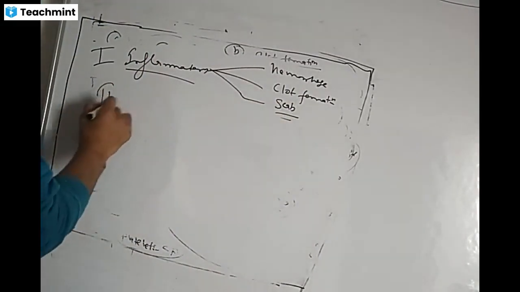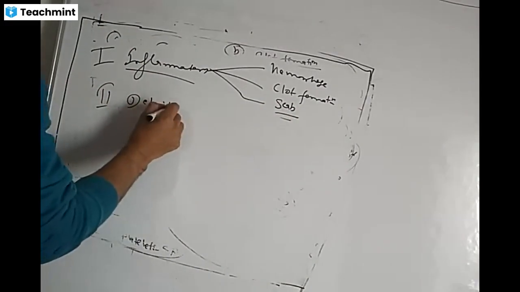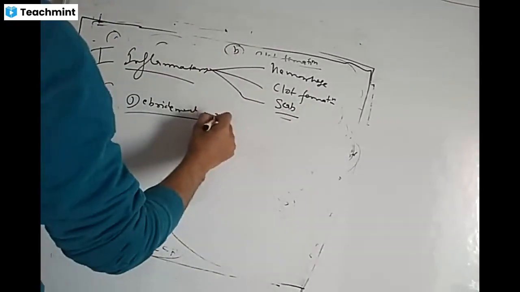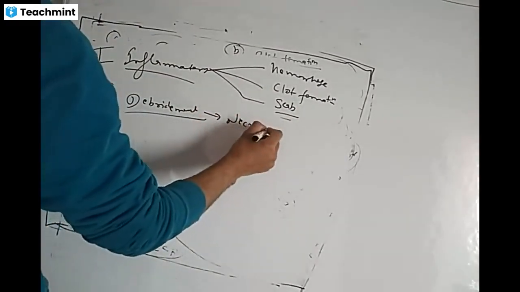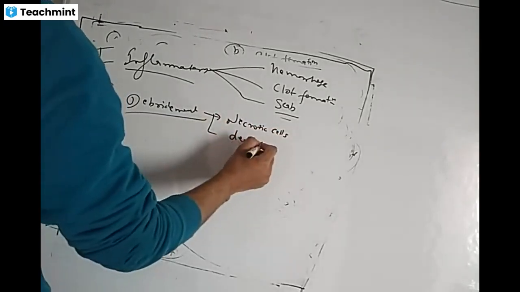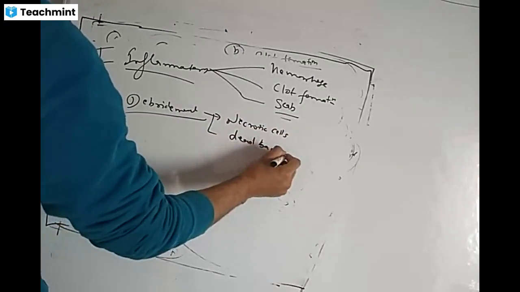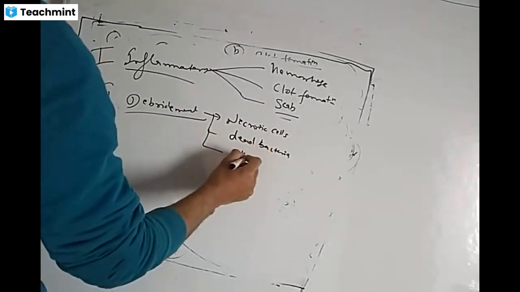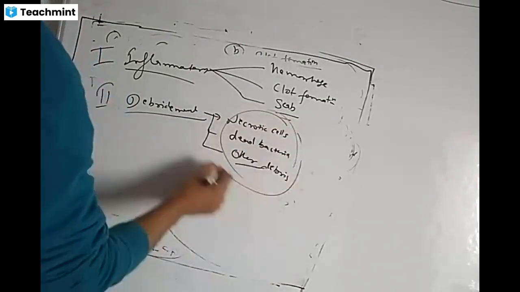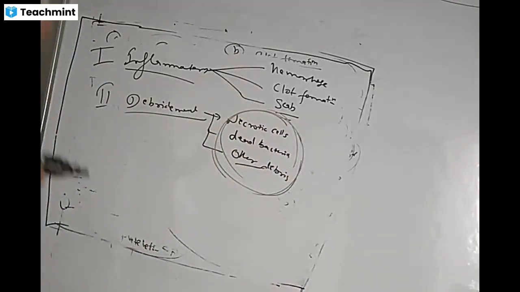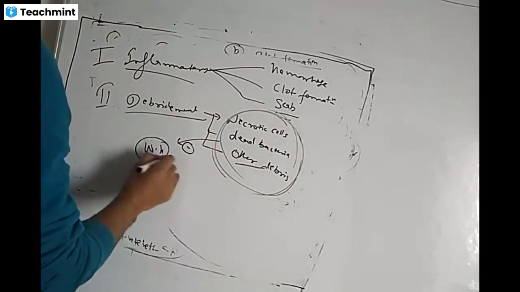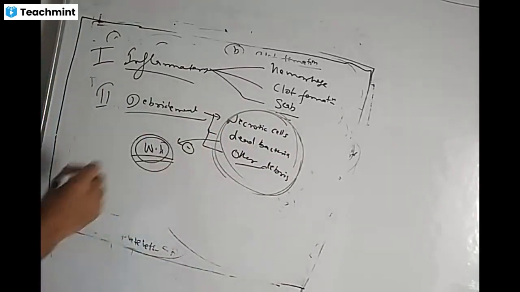The second is the phase of debridement. It means at the place of the wound, there are necrotic cells, some dead bacteria, and other debris. These are the factors which will delay wound healing. They have a negative impact on wound healing.